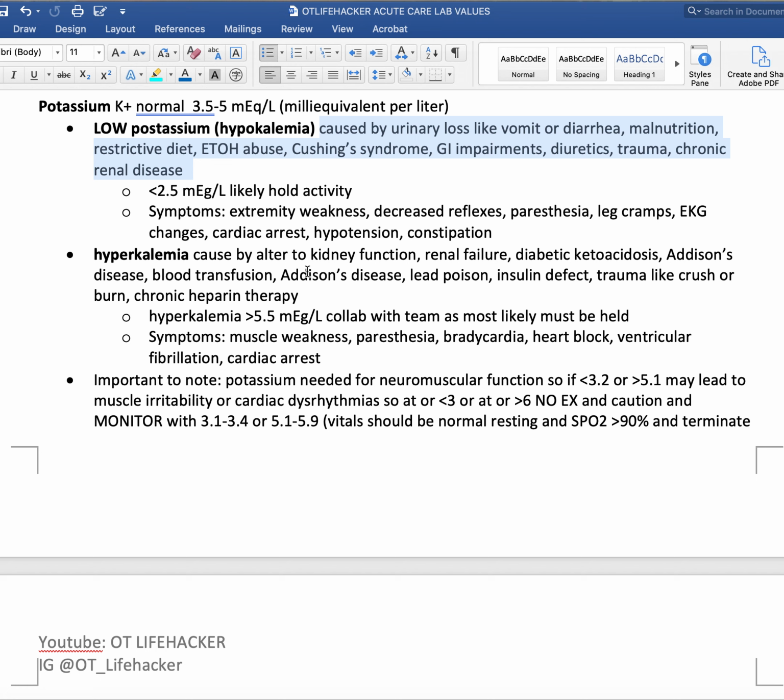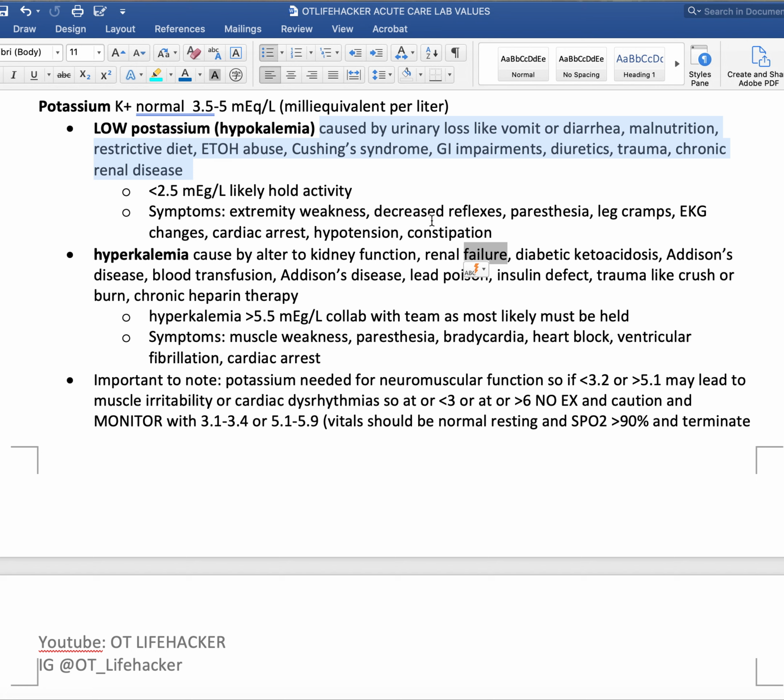Hyperkalemia can be caused by alterations to the kidney function, renal failure, diabetic ketoacidosis, Addison's disease, blood transfusion, lead poisoning and insulin defect, trauma from a crush or burn, or chronic heparin therapy. With hyperkalemia above 5.5, you'll need to collaborate with the team, as most likely you'll need to hold. Symptoms can include muscle weakness, paresthesia, bradycardia, heart block, ventricular fibrillation, cardiac arrest.